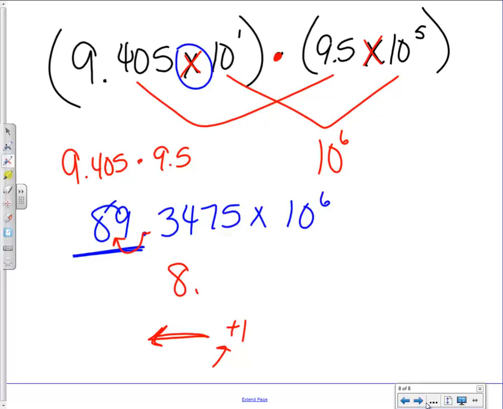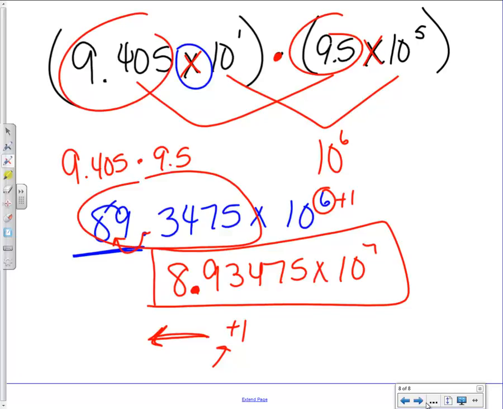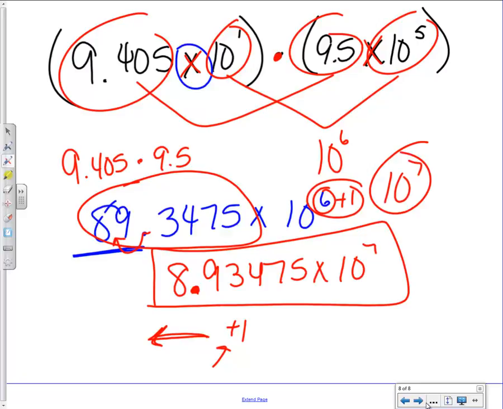So now I have 8.93475 times 10 to the what? Well, I already had 6. I moved it one more time, so now I have to the 7th power. So this is my final answer. I multiplied the numbers and I got this. I multiplied my bases with exponents and I got this, 6 plus 1, which gave me 10 to the 7th. So that's where they came from. This did not follow the rules yet, so I had to move it one time. That's where I got this plus 1 exponent from.